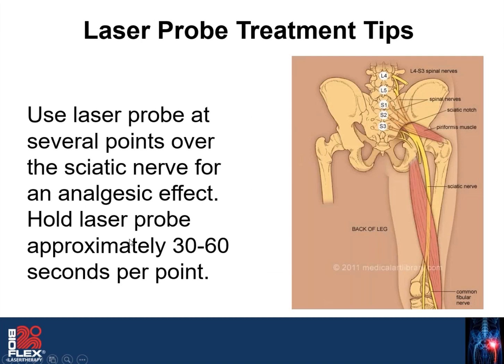If you're trying to create an analgesic effect, then I recommend holding it for longer. So, you should target the sciatic nerve itself, put the probe along that sciatic nerve, and hold it for longer, maybe 20, 30, 40, 50, 60 seconds. There's not a specific answer here. Patients will respond differently. Just see how they react and increase or decrease dosage accordingly.